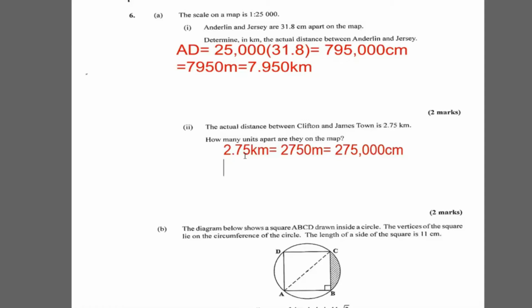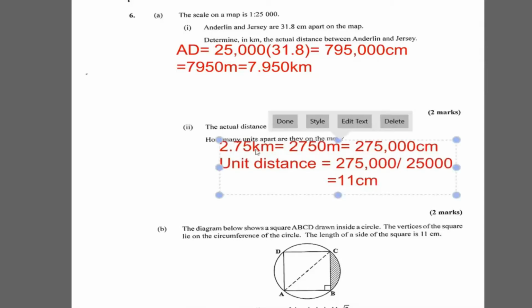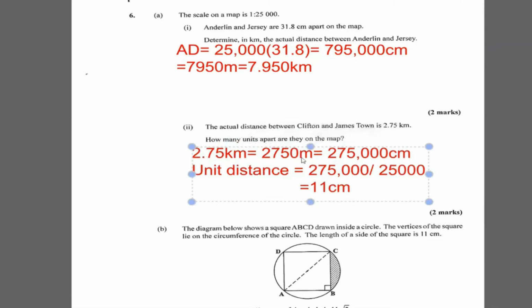Now, in order to get how many units apart they are, the scale distance, or the unit distance, is going to be equal to that 275,000 divided by 25,000. So in terms of how many centimeters apart they are on the map, that is going to be 11. So they're just 11 centimeters apart on the map. Nice and easy. They are 11 centimeters apart on the map. Nice and easy.